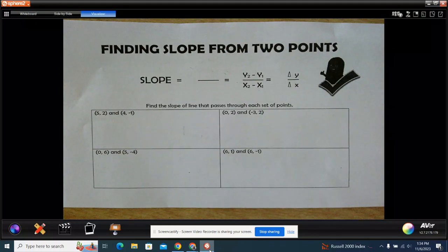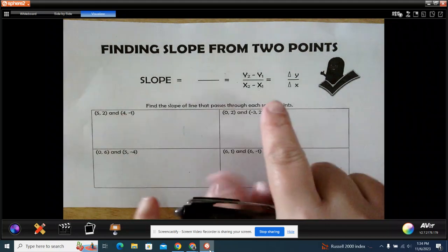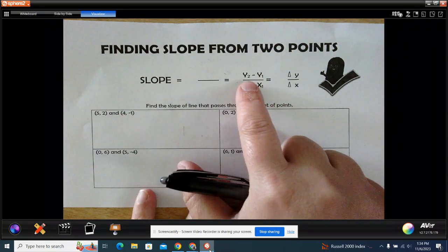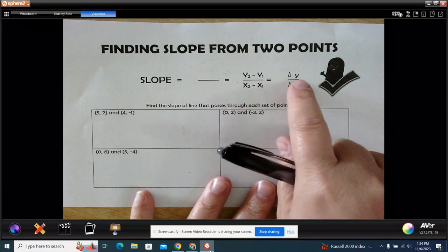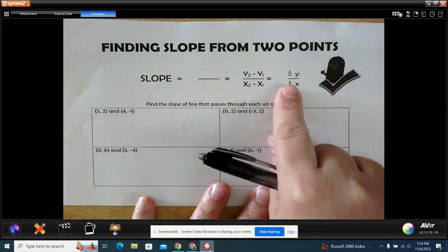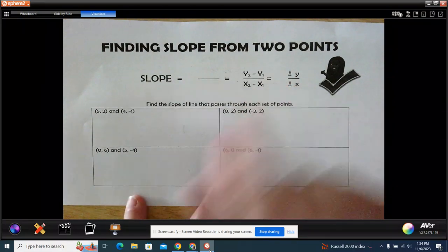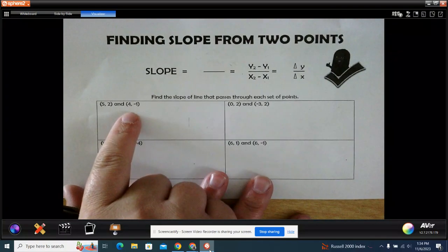All right, today we're going to look at finding the slope from 2 points. When given 2 points, we're going to use our equation, which is y2 minus y1 over x2 minus x1. So it's the change of our y's divided by the change of our x's. We're given (5, 2) and (4, negative 1).